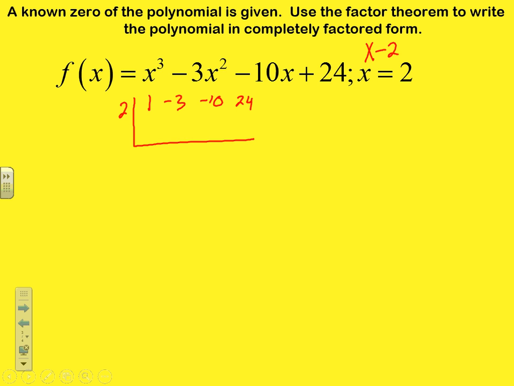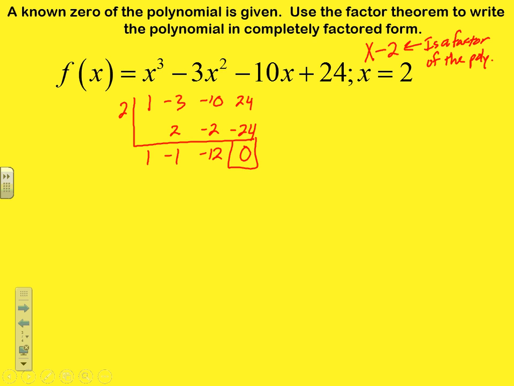We're going to run through the synthetic division here: bring down the 1, multiply, it gives me a 2, add those together, which gives me a negative 1, multiply those together, negative 2, add for a negative 12, and multiply for a negative 24. And this right here is a good sign, because when we combine those, it gives us a remainder of 0. Basically what that tells you is that the x minus 2 factor is going to be a factor of the third degree polynomial.